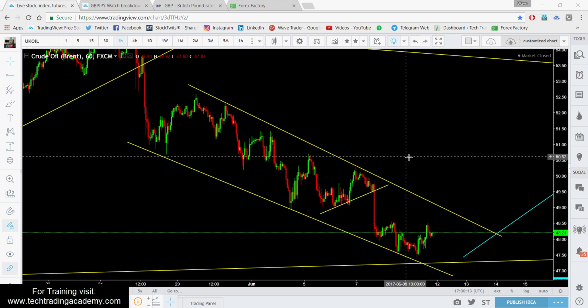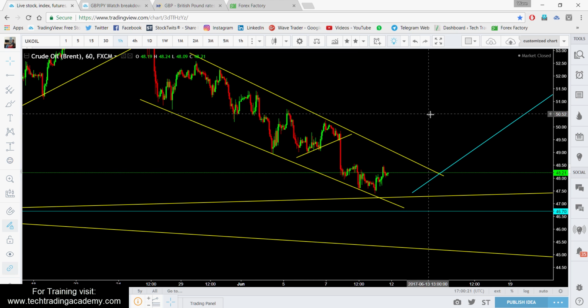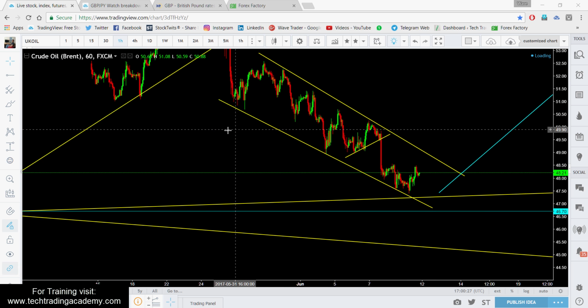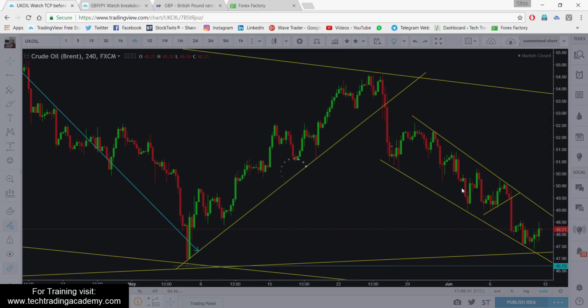Okay, so we are having a continuation formation here. It can still continue to the downside, it can push further down. The previous impulse is this place, the previous impulse we have seen. So we're going to pay attention at the low. The last short setup was there. This was the last short setup.